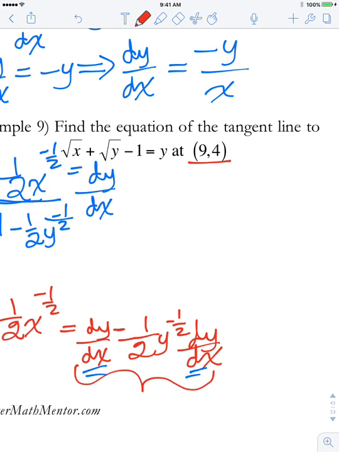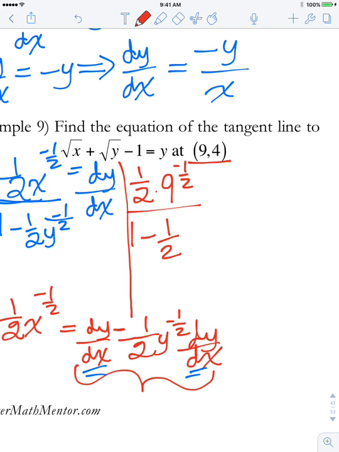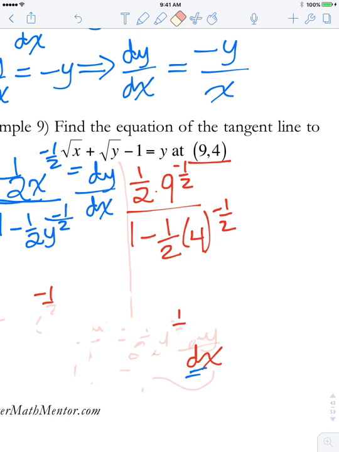So let's see here. It's no accident, these are perfect squares. They were kind to us. So let's see, 1/2 times 9 to the negative 1/2 over 1 minus 1/2 of 4 to the negative 1/2. Okay, this looks messy, but we can clean this up pretty easily. Let's give ourselves a little more room here.